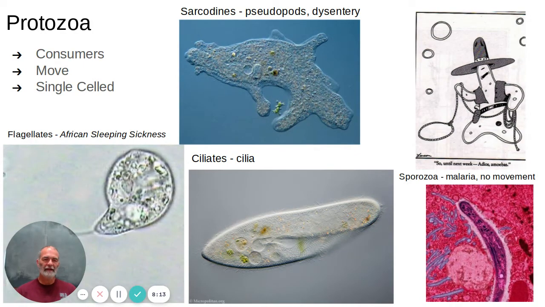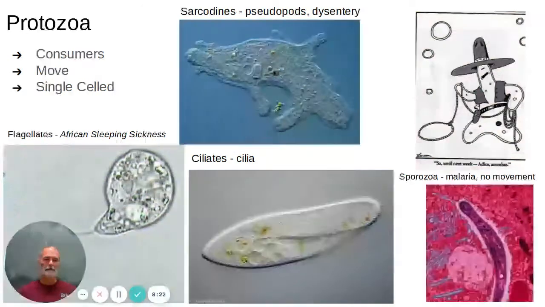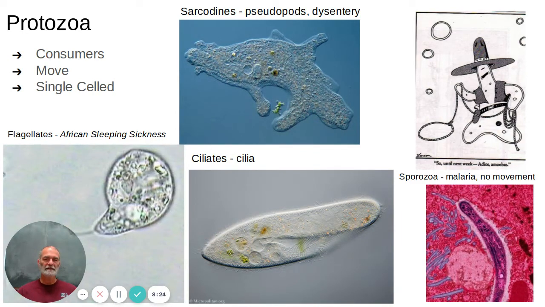Cilia are tiny little hair-like things that are all the way around the ciliate, and you can see them in the picture. Sometimes this paramecium is also known as the lady's slipper, and they use those cilia to move. They also use those cilia to channel the food into their oral groove to eat.